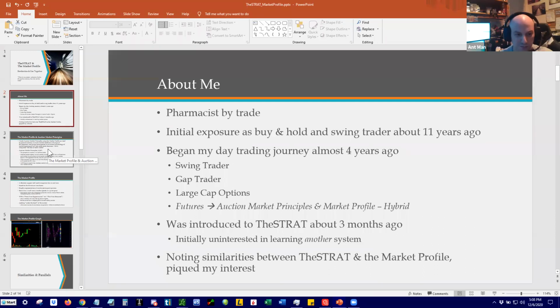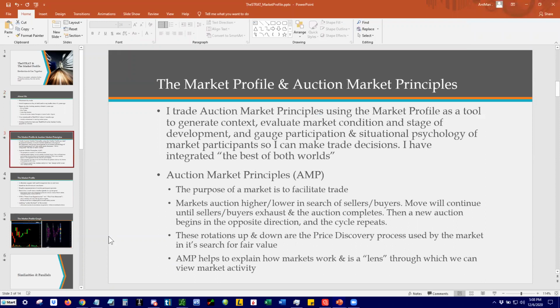Right. So I'm just going to start off by saying that I'm talking more about the market profile, which is a little bit different than the volume profile. But at the end, I will talk about some of the ways that you can assimilate the knowledge from one to the other. Perfect. Okay. So just a brief rundown here.